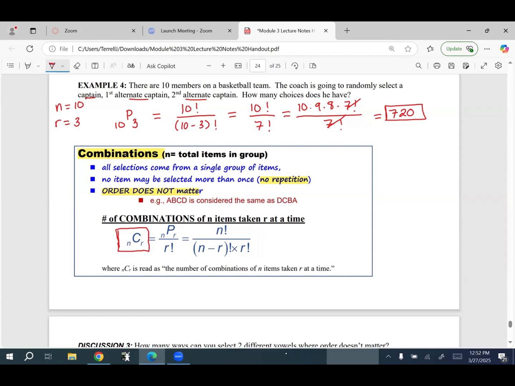And the formula, I think this is the easier formula. I have one where it's NPR over R factorial, but I believe this is easier to look at. It's very similar to permutation, N factorial over (N minus R) factorial. The only additional piece is this: you're multiplying the denominator by an R factorial. That's what makes it different from the permutation formula.